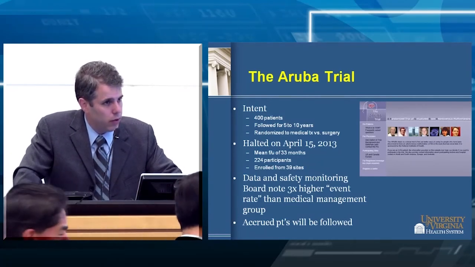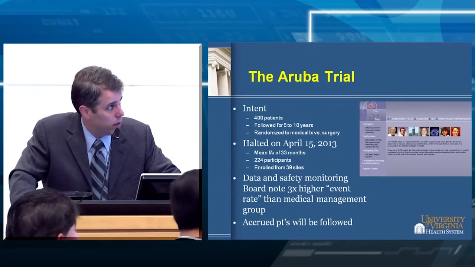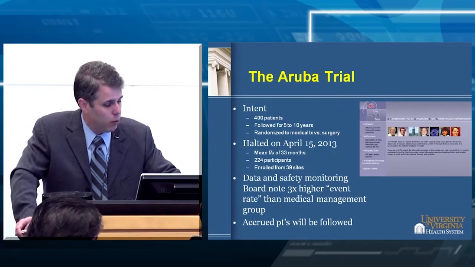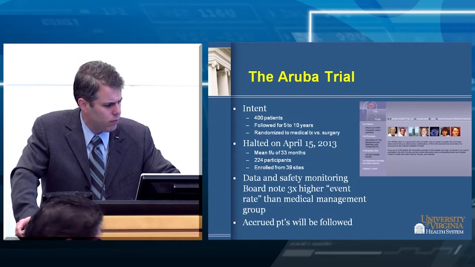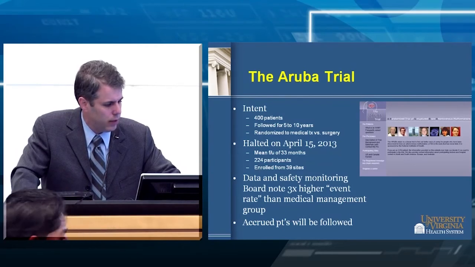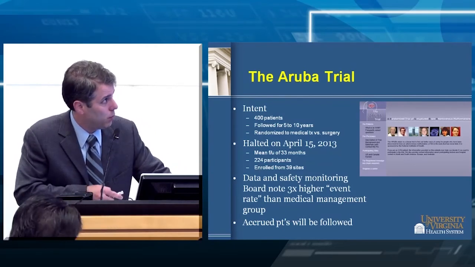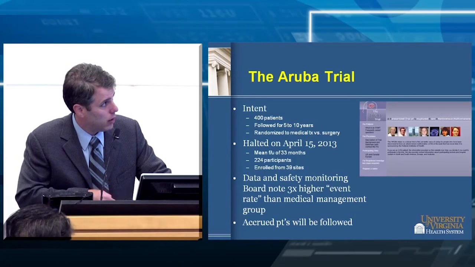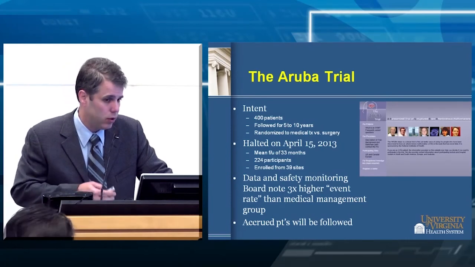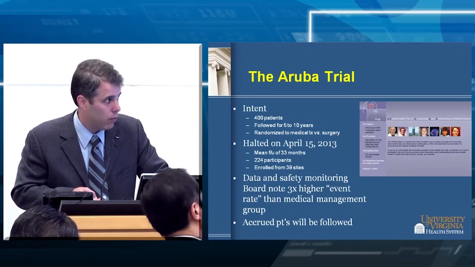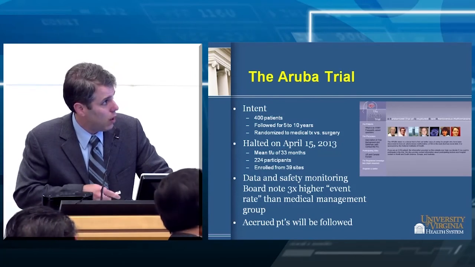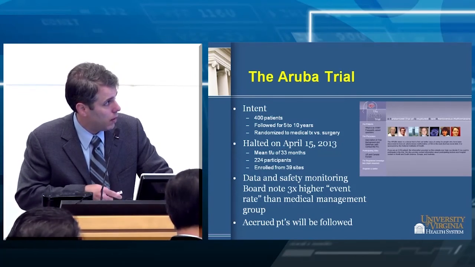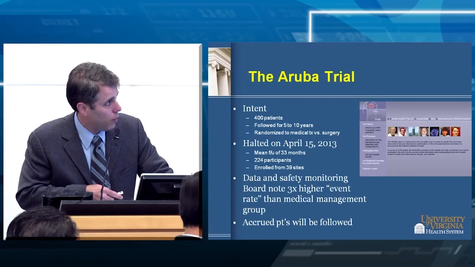This trial and another one that was done in Scotland have both been published in the last year. This was a trial that was intended to accrue 400 patients, and they were intended to be followed for 5 to 10 years. It was randomized between medical treatment and surgery. And by surgery, they talk about embolization, radiosurgery, or resection. The trial was halted, this ARUBA trial, with a mean follow-up of 33 months.